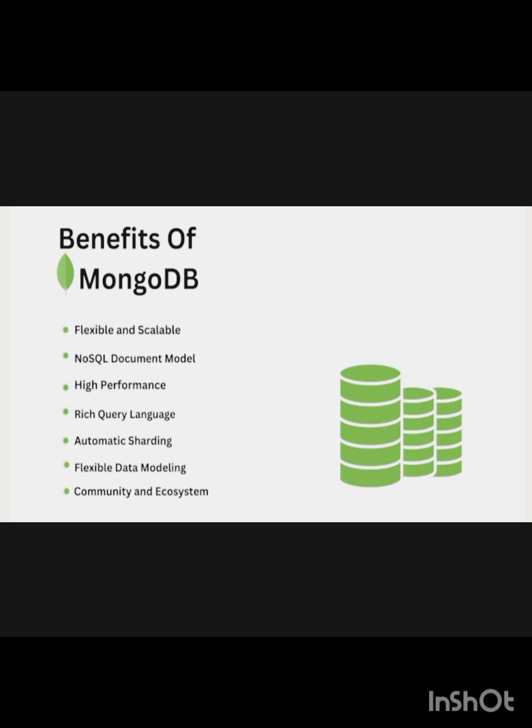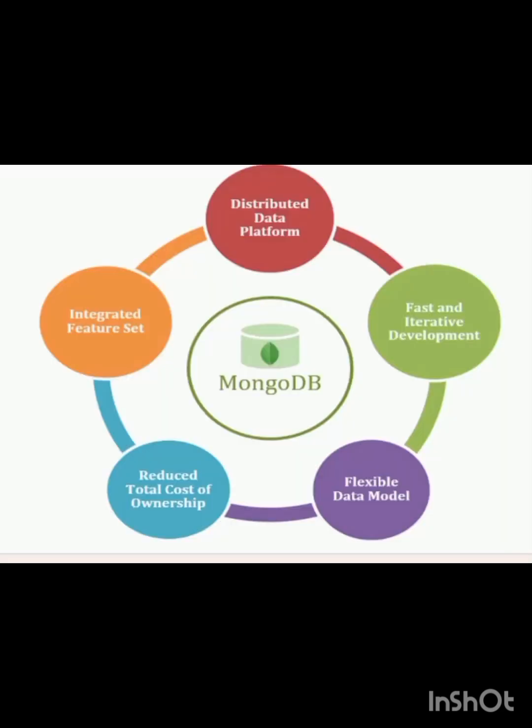It is user friendly, and MongoDB offers plenty of useful features like ad hoc queries, aggregation, capped collections, file storage, indexing, load balancing, replication, and server-side JavaScript execution. So the final advantages: MongoDB is a distributed data platform. It is fast and iterative. That means the development is fast and iterative, and it has a flexible data model, reduced total cost of ownership, and an integrated feature set.